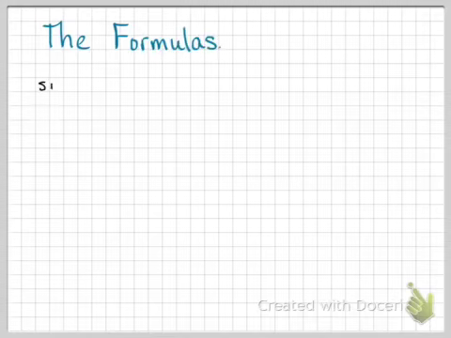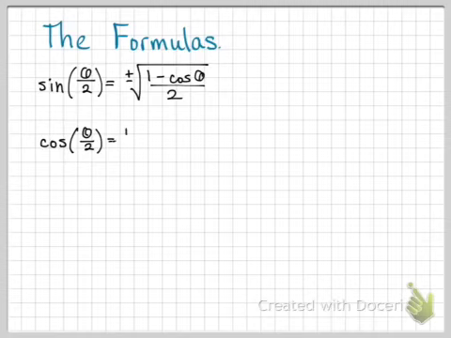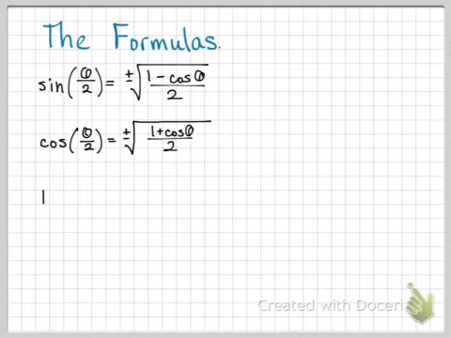So let's take a quick rundown on these formulas. Sine of half of theta equals the positive or negative square root of (1 minus cosine theta) divided by 2. Cosine of theta halves is the positive or negative square root of (1 plus cosine theta) divided by 2. Notice that the only difference there is the plus or the minus sign in front of the cosine theta.